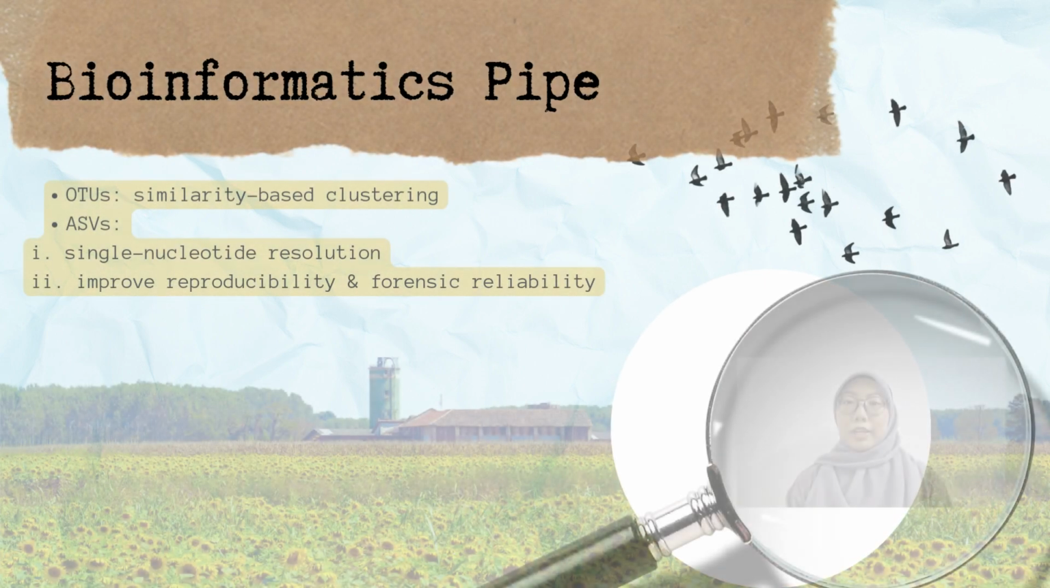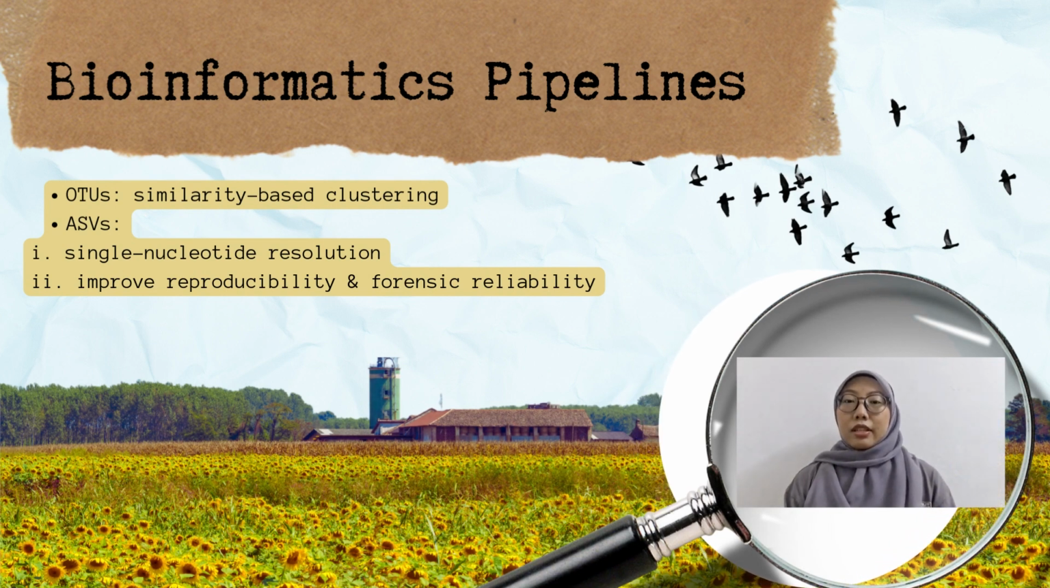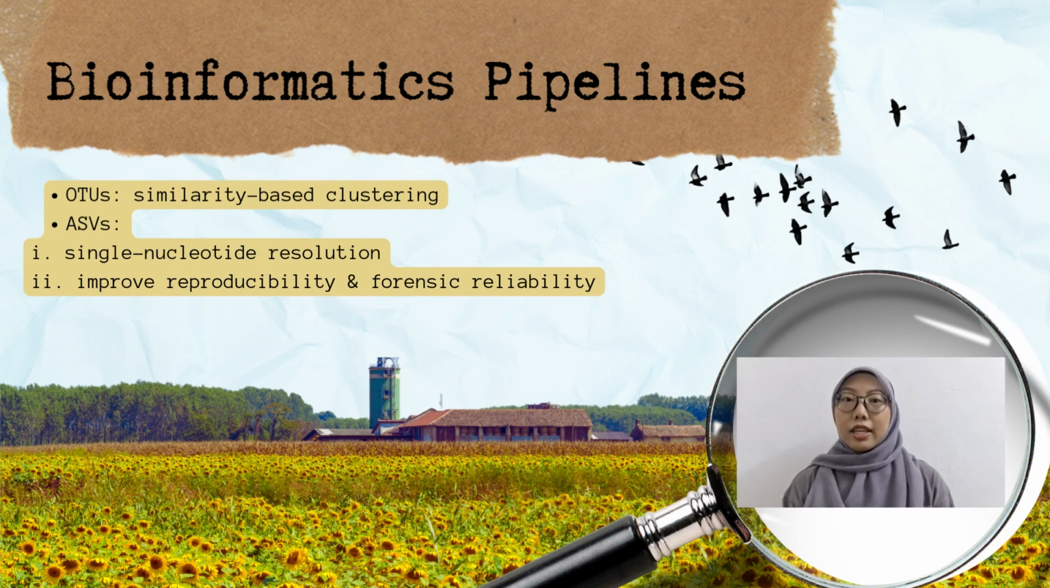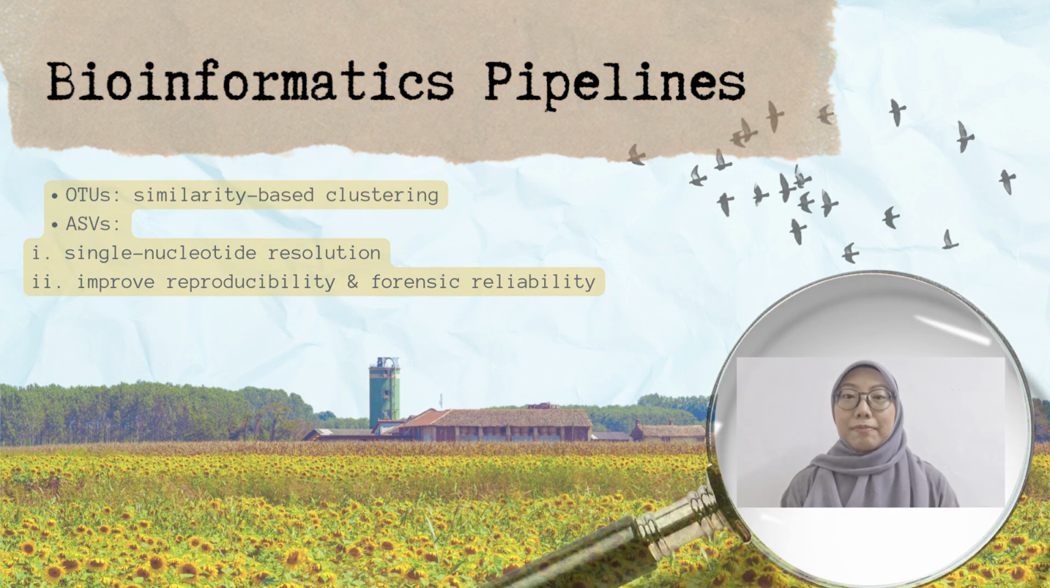Next, bioinformatics pipelines process sequences using either OTUs, operational taxonomic units, or the more recent approach, ASVs, amplicon sequence variants. Between these two, ASVs offer higher resolution because they can differentiate DNA sequences down to a single nucleotide, which enhances the accuracy of species identification and improves reliability and reproducibility across different forensic laboratories.